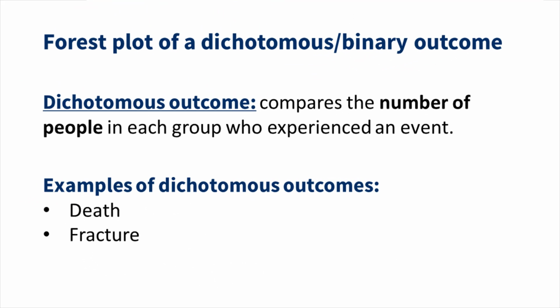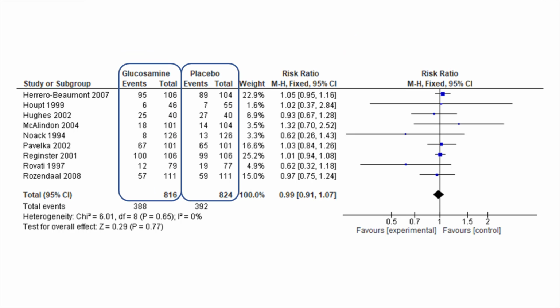Now let's look at a meta-analysis of a dichotomous outcome. A dichotomous outcome, as you may recall, is an outcome such as death. How many people in this group died and how many people in that group died, or how many people had a fracture in this group and how many people had a fracture in the other group. In this example, again, we are looking at the glucosamine versus placebo groups.